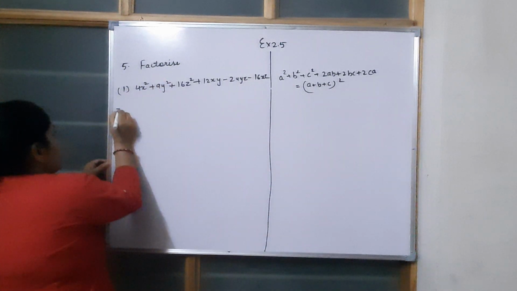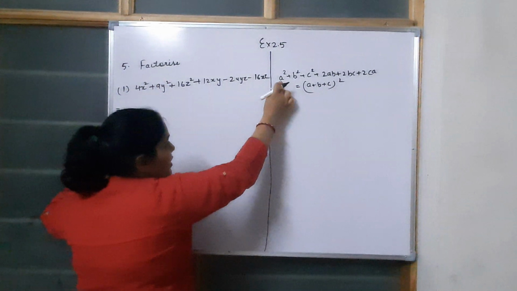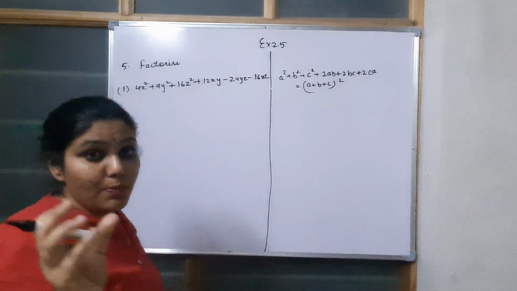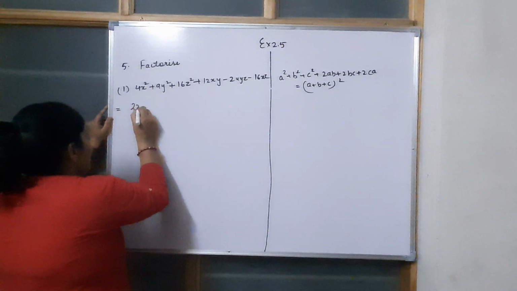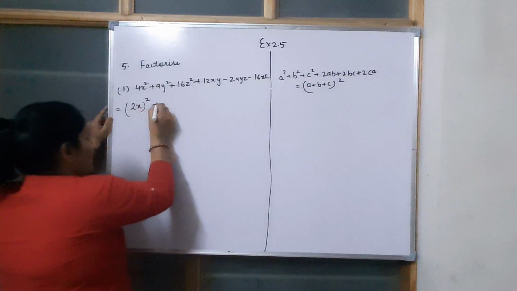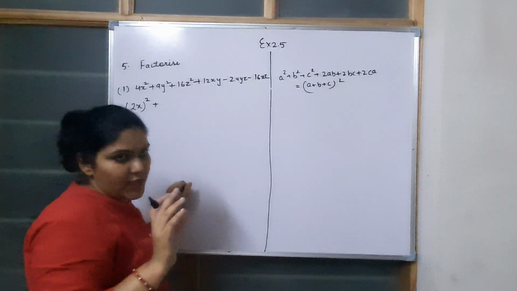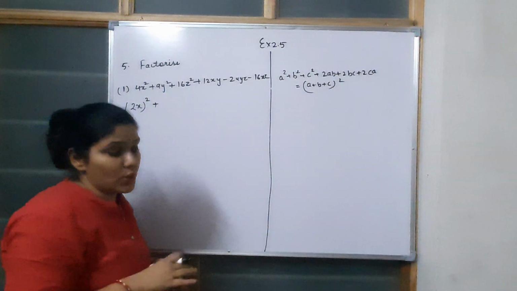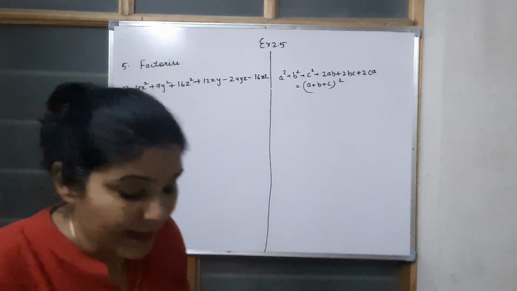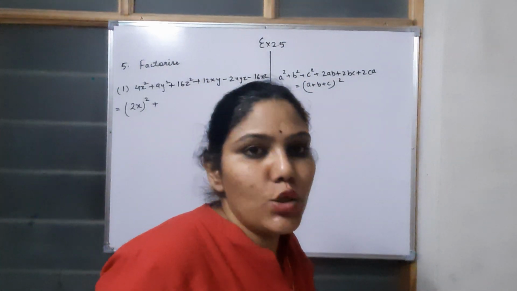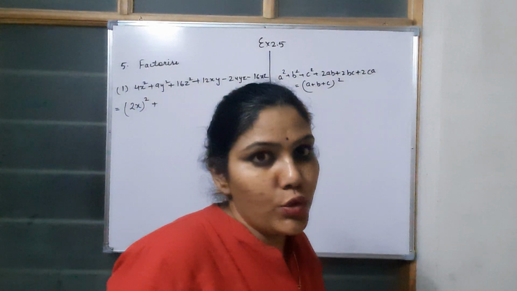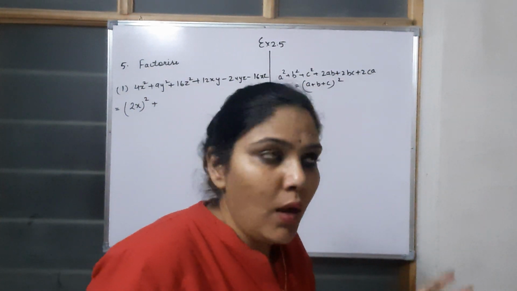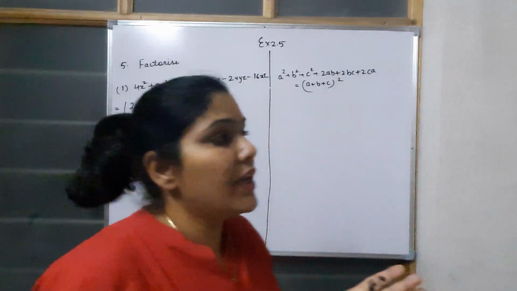First, here we have 4x square, so we need to write it as a perfect square. Can we write 4x square as a perfect square? Yes, 2x whole square will be 4x square, since 2x into 2x is 4x square. Always remember that whenever we are solving any question in maths, we are not supposed to change values. We can write it in other forms but we cannot change it.